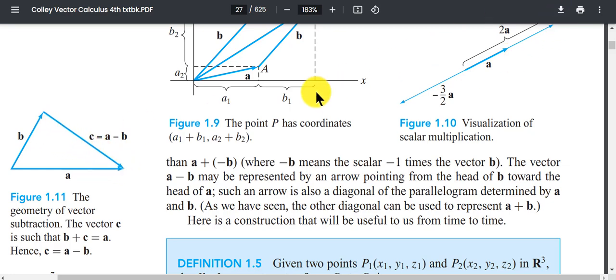So anyway, the question is, what does a minus b look like? And the answer is, it's the vector which goes from the tip of b to the tip of a.